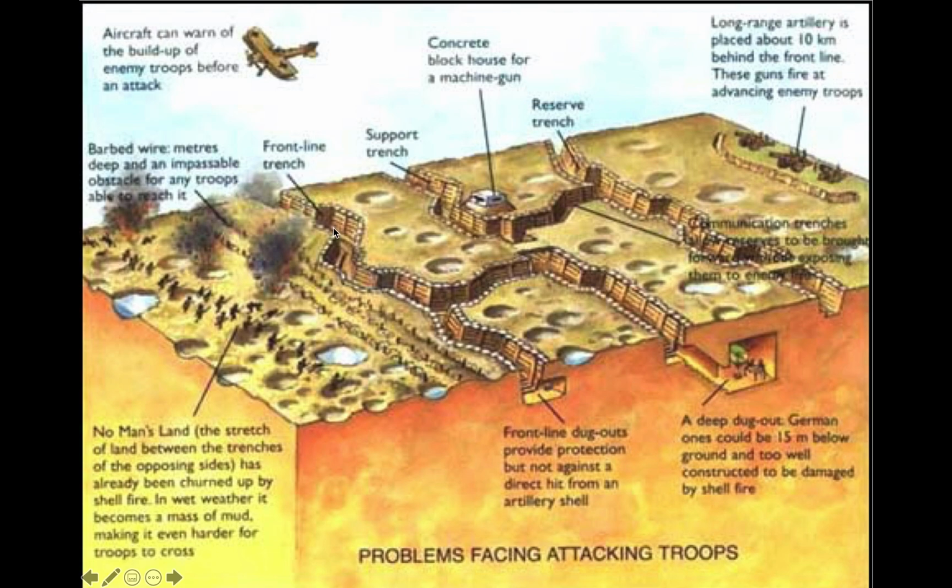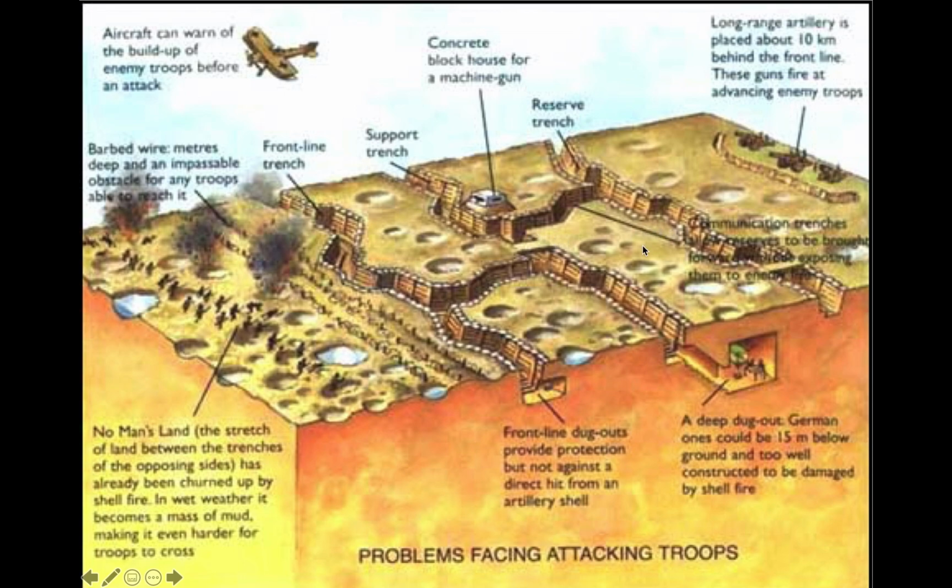You're going to have the front line trench right here, right? And that's where your guys are going to see the most fighting in the trench. You're going to have a section of barbed wire that's going to keep them from being able to get into your front line trench. But then you're going to have a mined area of no man's land. And that's where the other side is going to try to get into, all right? No man's land. The stretch of land between the trenches on the opposing sides has already been churned up by shell fire. In wet weather, it becomes a mass of mud, making it even harder for troops to cross. So you can see these huge craters of water because it would rain and it would get super muddy.